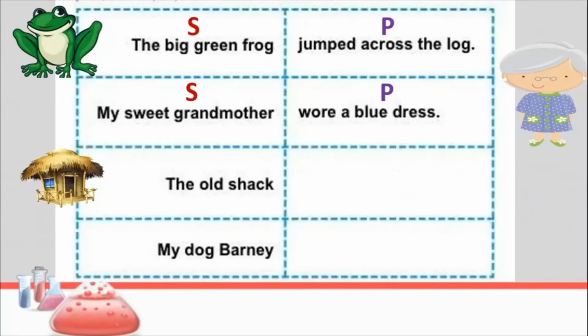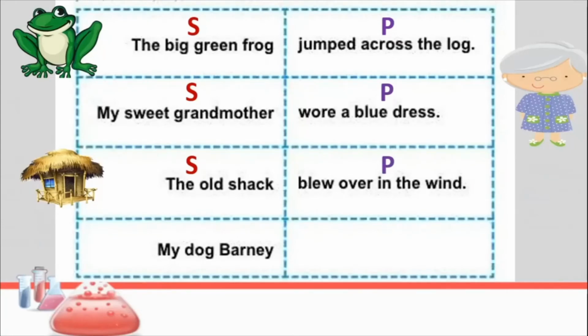Now what happened to the old shack? So the old shack is the subject. It is the focus of the sentence. What happened to it? It blew over in the wind. So something happened to the old shack. What happened was it blew over in the wind. So that is the predicate.